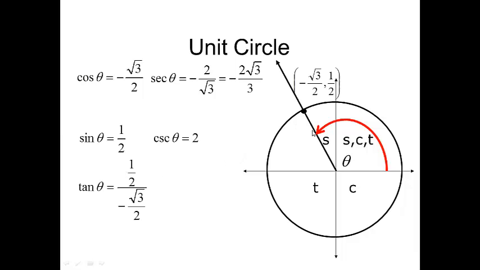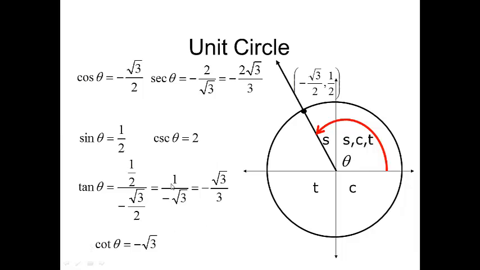Tangent is going to be negative because only sine's positive. So we know that tangent is sine over cosine. Sine 1/2 over cosine. Okay. And that will reduce to, canceling the 2's, the halves, I get 1 over rad 3. And multiplying by rad 3 over rad 3, I get negative rad 3 over 2.